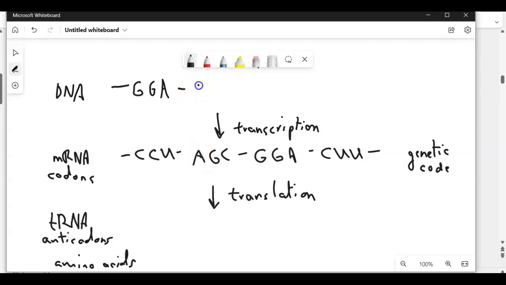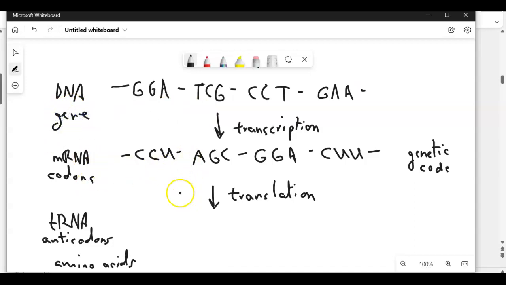Okay, now it's going to be T instead of U because this is DNA. Remember, and then C and G, and then it's going to be C. A is going to be uracil in RNA, and remember, it's thymine in DNA. Okay, this is going to be the DNA sequence, and then we have G, and then U is going to pair with A. Okay, so that's going to be the sequence in the gene.